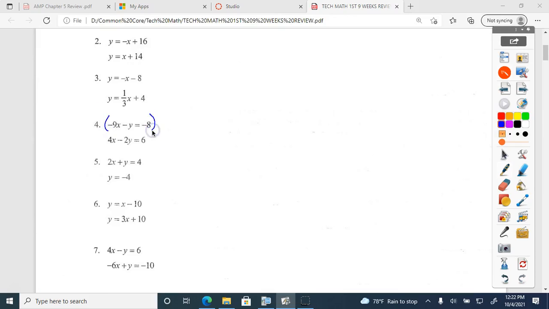If I were going to get rid of x's or y's, which one's easier to get rid of? The y. But if there's a negative 2y here, I need this y up here to be positive 2y. So I'm going to multiply everything in this top one by negative 2. Distribute the negative 2. We'll get 18x plus 2y equals 16. This one just comes over without being changed at all.